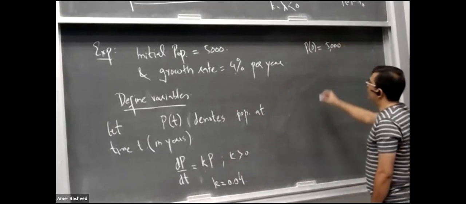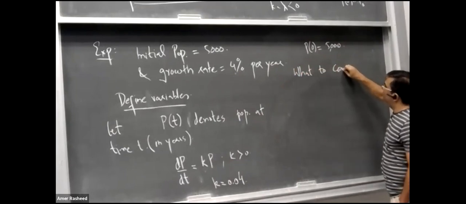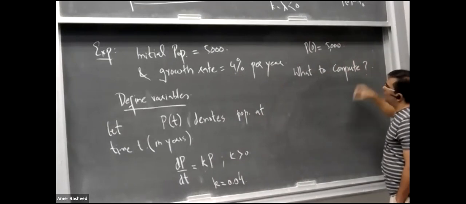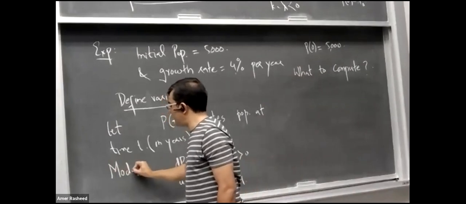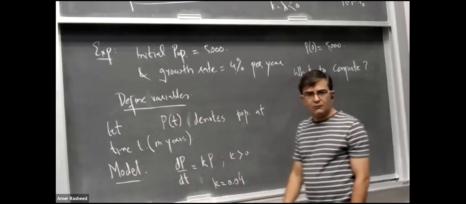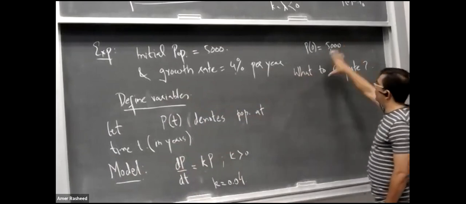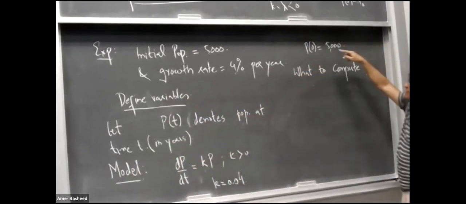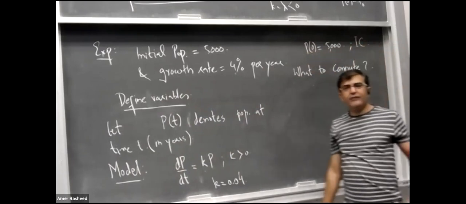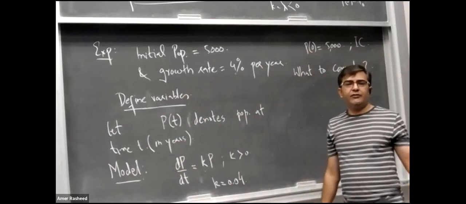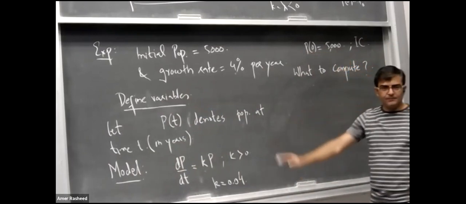Now, what to compute? Okay. We define variables. We define here the appropriate model. First of all, we define the variables, and then we define the model, and then we define the initial condition as well. You have to define the initial condition if you have it. If you don't have it, we'll see what we do. But you should have an initial condition. Otherwise, you can't solve it completely.